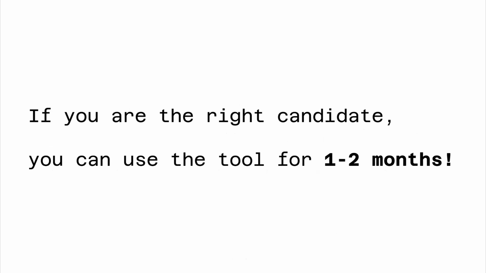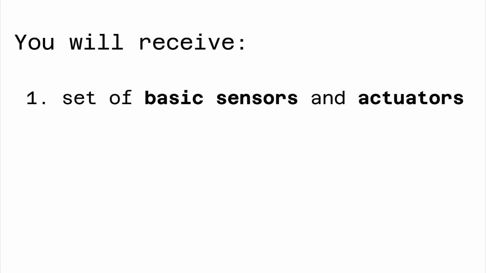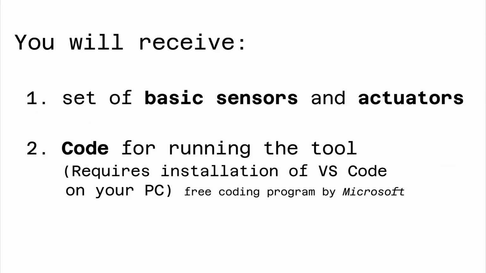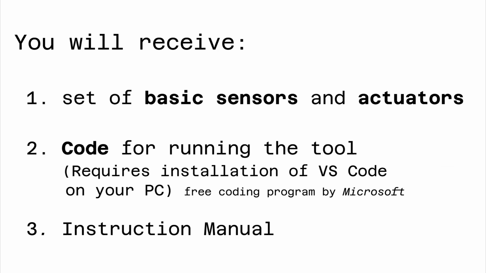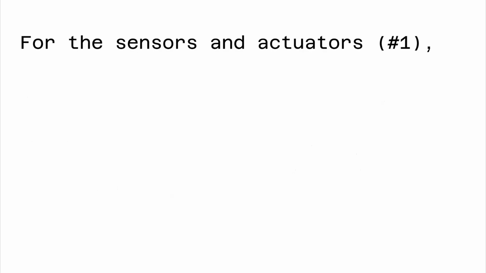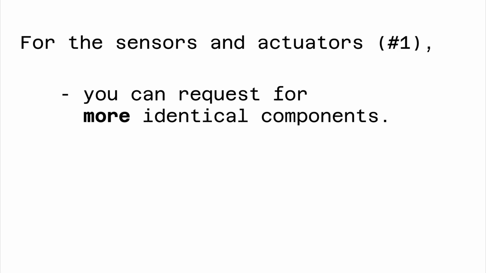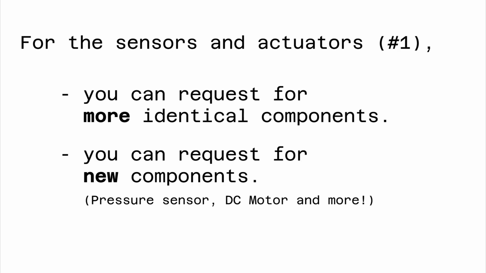If you are the right candidate, you can use the tool for one to two months. You will receive: one, a set of basic sensors and actuators; two, code for running the tool; three, an instruction manual. For the sensors and actuators, you can request more identical components, but you can also request new components such as pressure sensors, DC motors, and more.